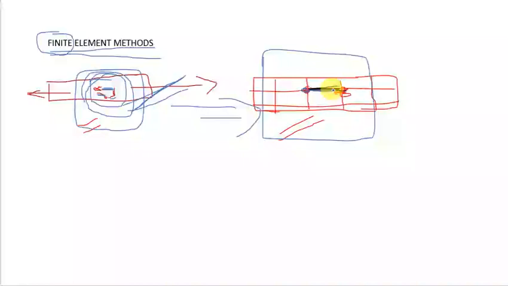This process of breaking it down from an unsolvable scenario to a solvable scenario is called discretization. We want to break it down into elements. It is called discretization, so that you can solve the problem.